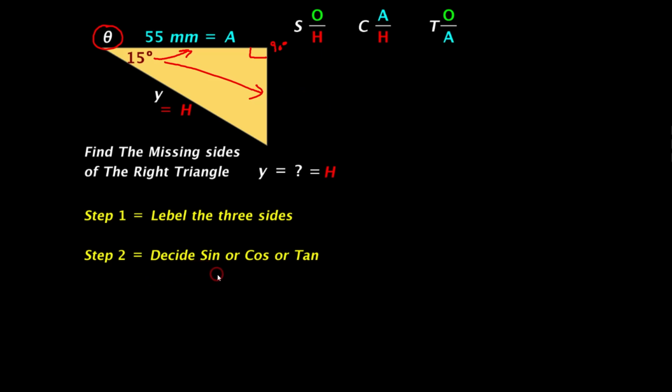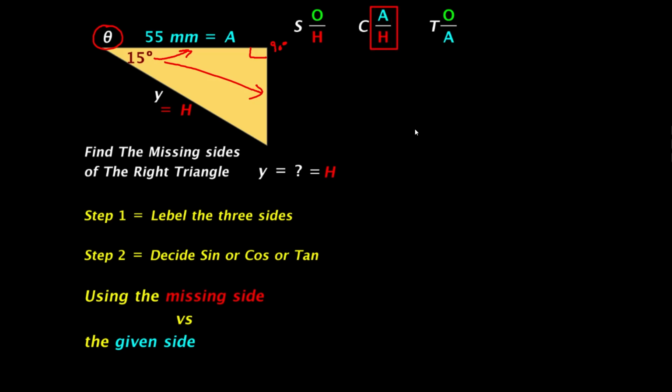Step 2 is decide what to use. Do we use sine theta, cos, or tan? Do we use the SOH? Do we use the CAH? Or do we use the TOA? So we use the missing side. Our missing side is H versus the given side. The A value is given, adjacent side is given, and the missing side which has to be found is the H. So we just relate the A and the H, and we figure out we will be using CAH.